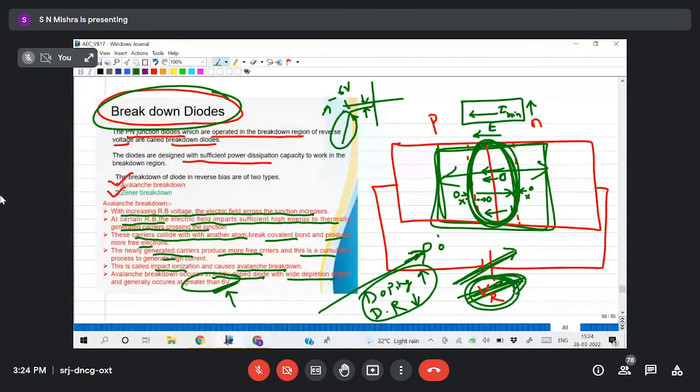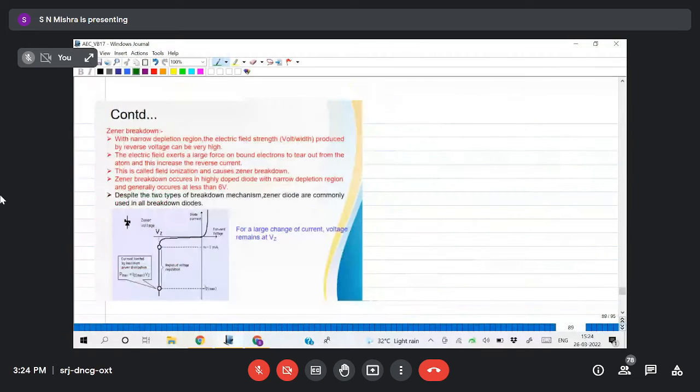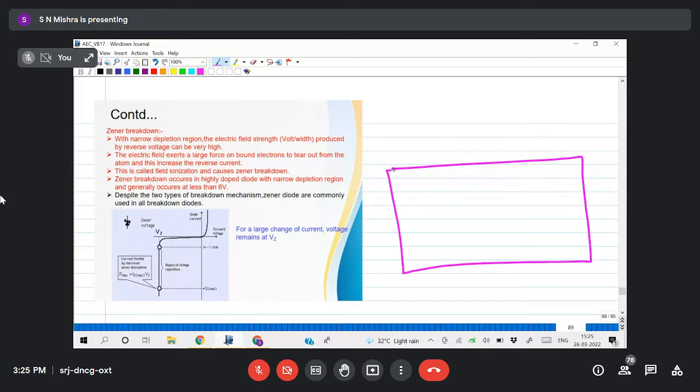Now let us see this Zener breakdown. This is a little bit similar to this one. Let me draw another diagram. Here, this will be heavily doped. I am writing P plus, N plus to show the depletion region is narrow. So previously it was a little bit wider, now it is narrow.